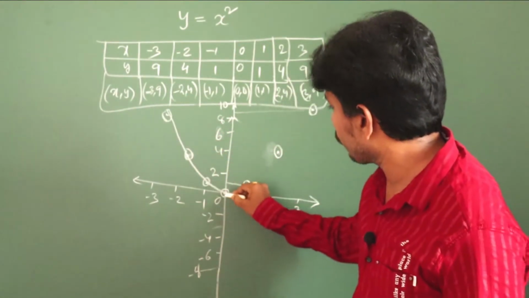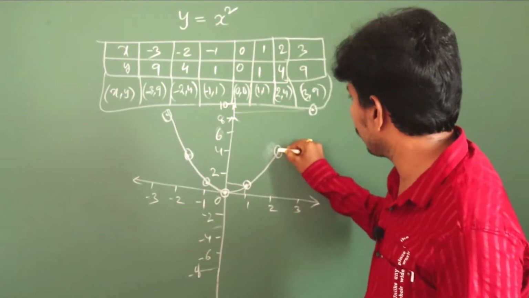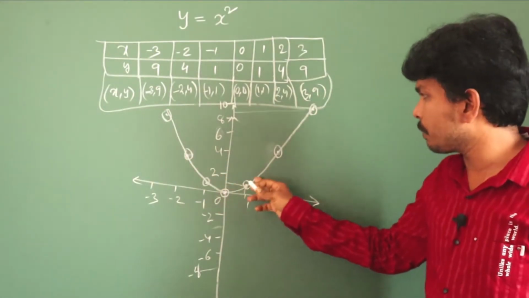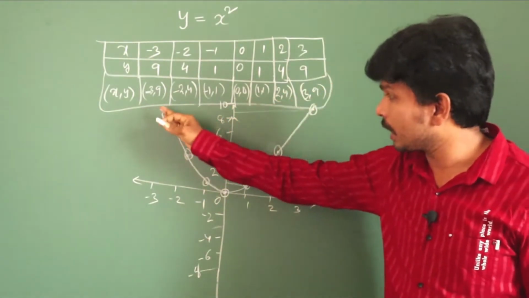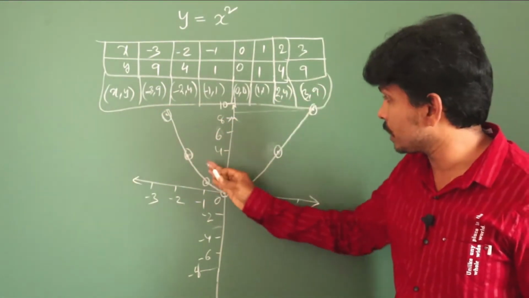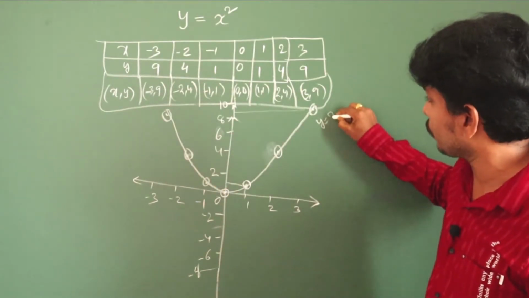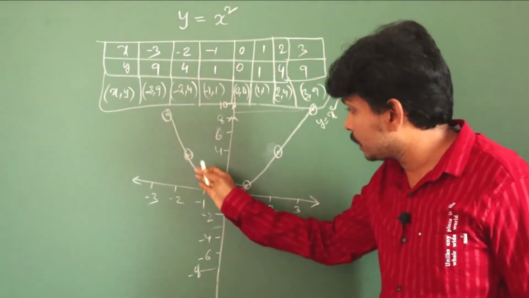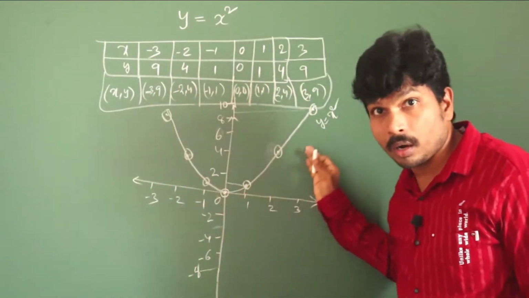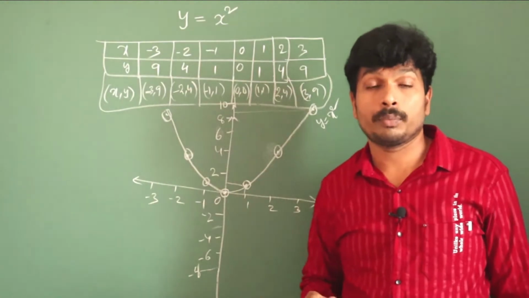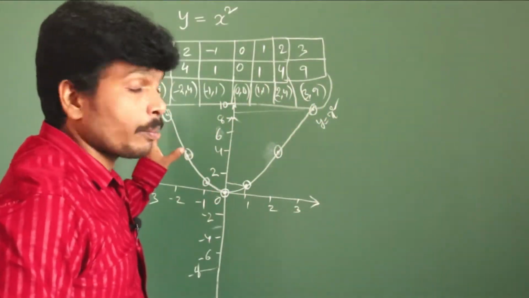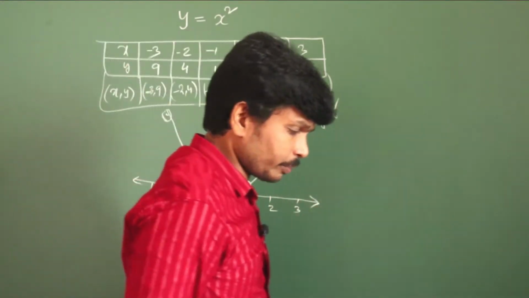Plot all these points. Join all these points smoothly by freehand, and you will get one smooth curve. This curve is y equal to x square. It is a quadratic expression, and this shape we call a parabolic shape. So that's why the graph of a quadratic equation is a parabola. It is a most important point.